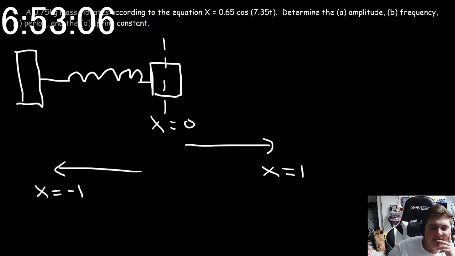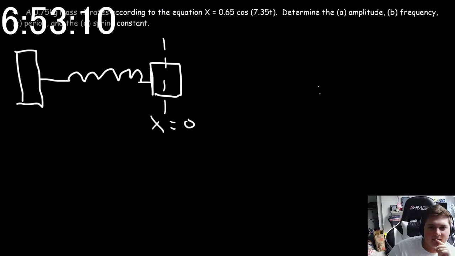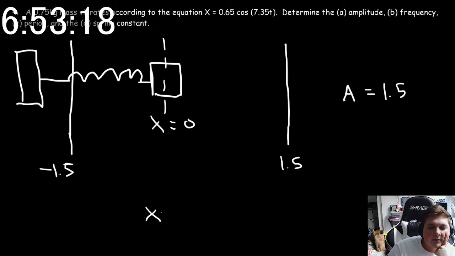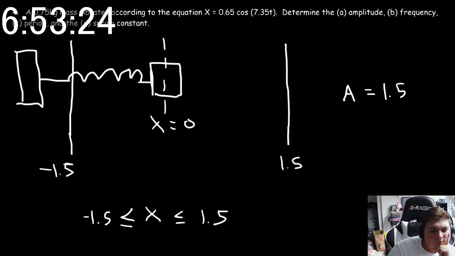The amplitude is the maximum displacement. If the most that the spring will stretch to is up to this line, and let's say that's 1.5, and so the most that it can stretch to in the other direction will be here. So in this case, the amplitude, the maximum x value, is 1.5. Now x could be anywhere between negative 1.5 and positive 1.5. So x represents the current displacement. A, the amplitude, is the maximum displacement. So make sure you understand the difference between the two.